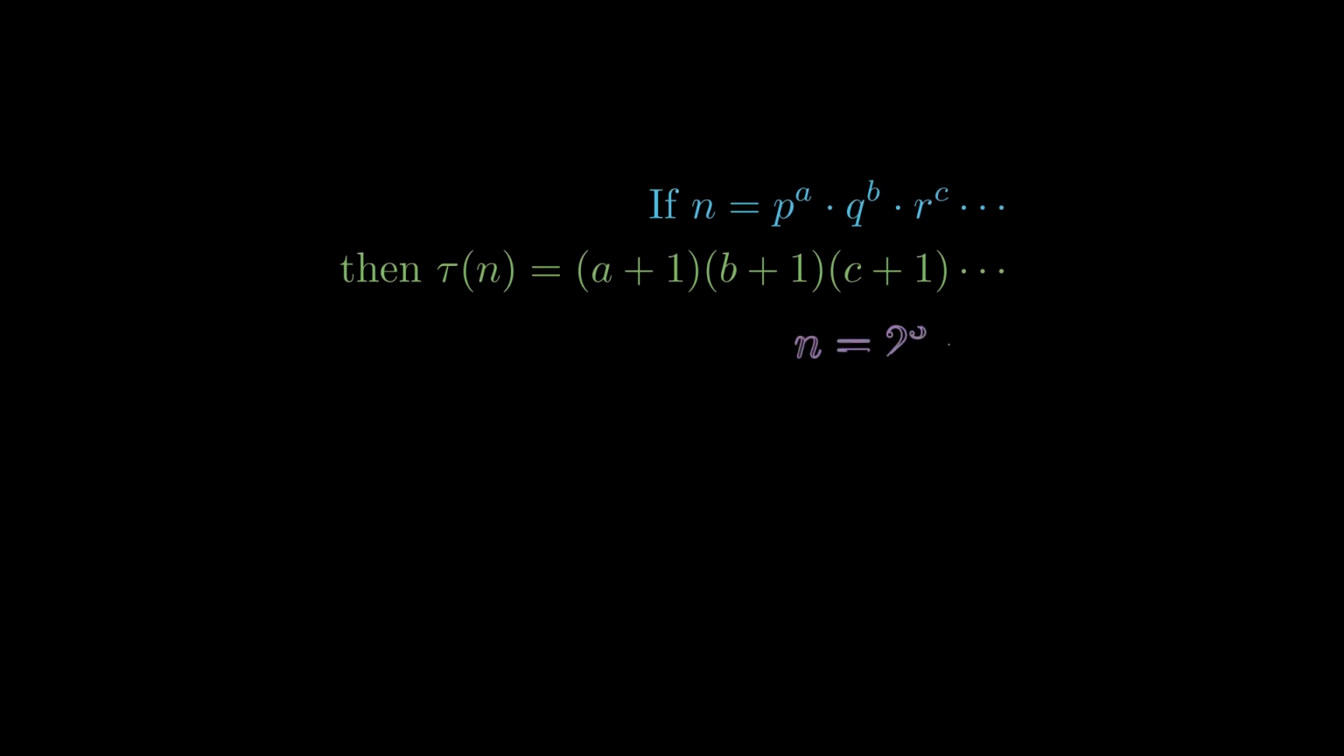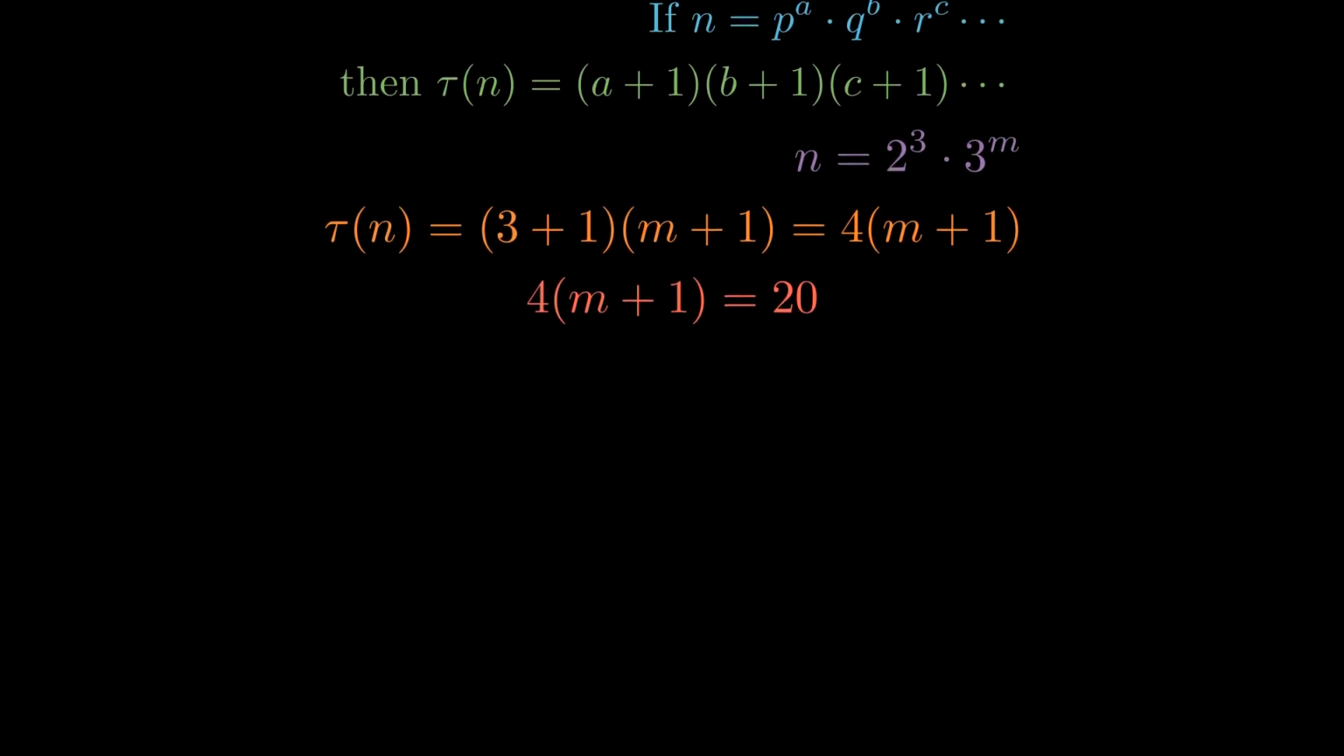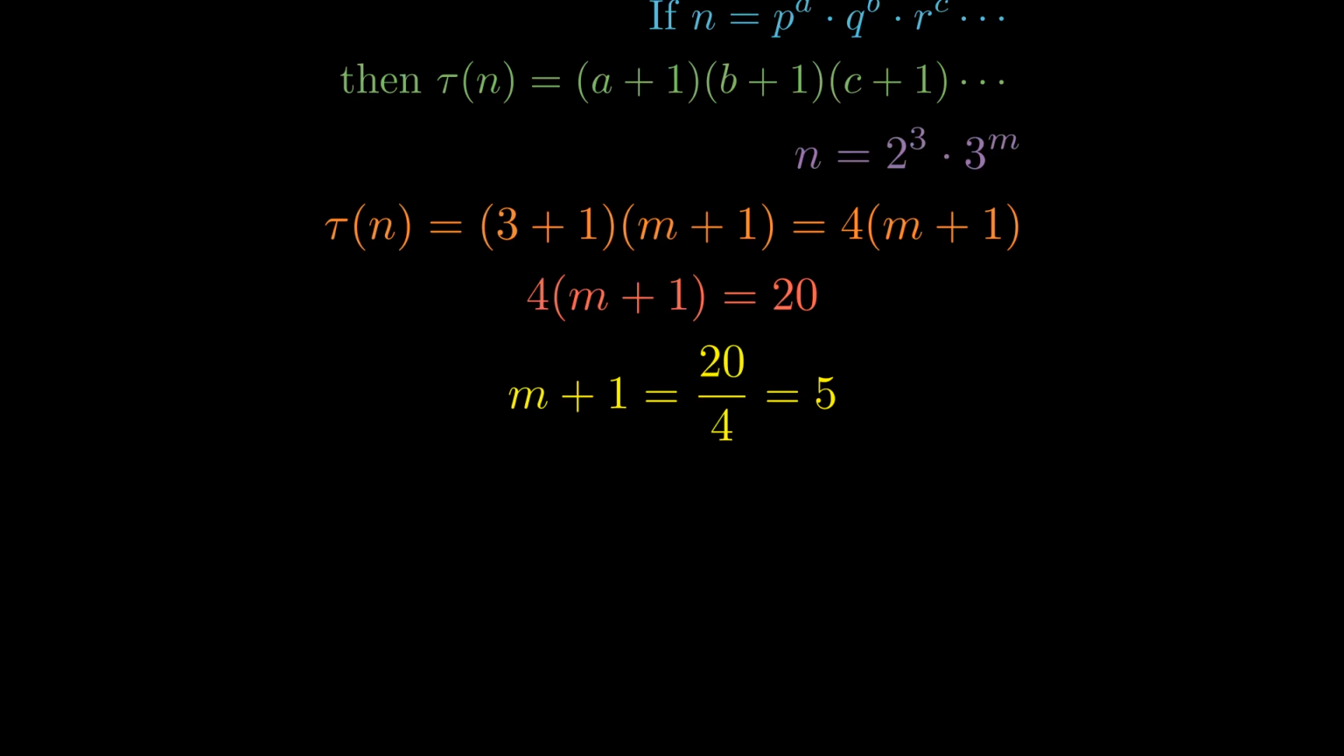In our case, the number is 2 cubed times 3 to the m, so the exponents are 3 for 2 and m for 3. We know this equals 20, so we can set up the equation 4 times (m plus 1) equals 20. Now let's solve for m.